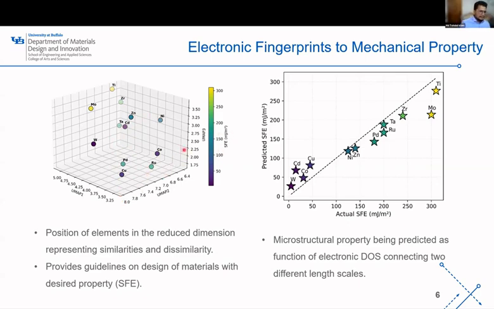Someone may expect that adding zinc into copper would enhance the stacking fault energy in the alloy. But in reality, the opposite happens, and we know from the figure why. This is because their electronic configurations are very different from each other. The figure on the right side shows our predictions, connecting different length scales from electronic configuration to microstructural property like stacking fault energy.